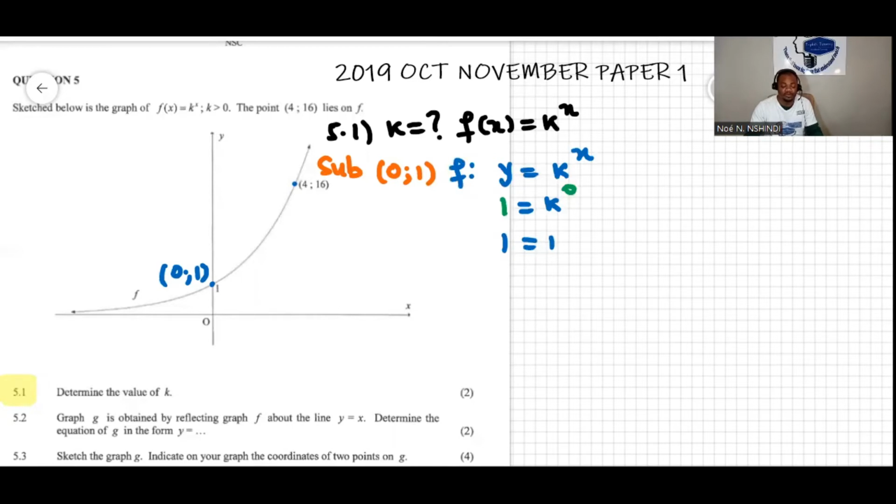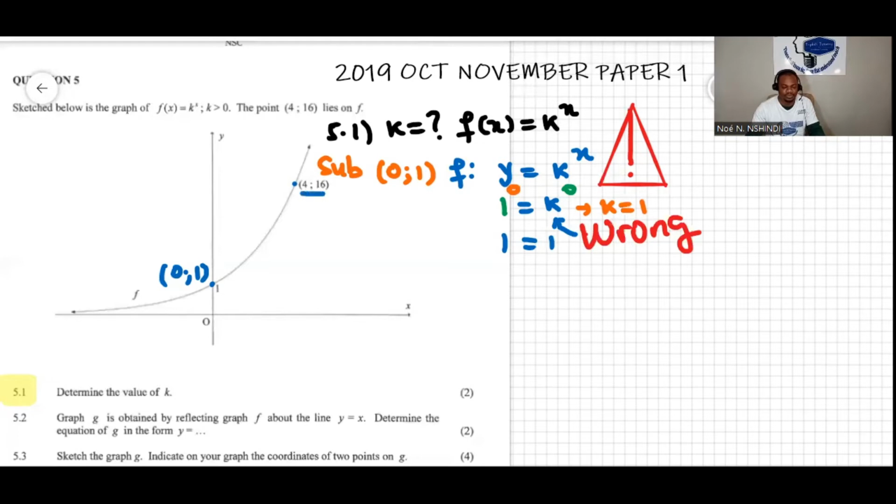Now, I want you to notice something. Never do something like this. Say 1 is like 1 to the power of 0, then equate, and say therefore k equals 1. Oof, please, be careful here. Don't do this. It's wrong. In this case, you shouldn't do that. This is wrong. So what you can do is sub the other point.